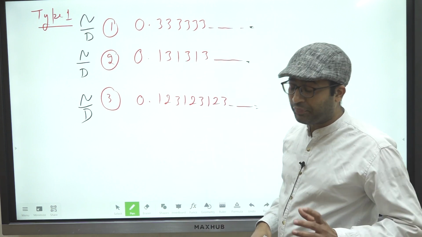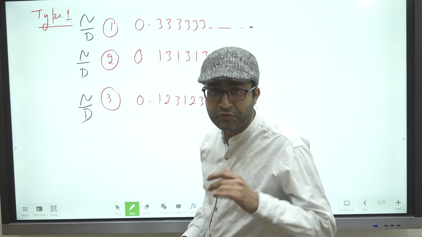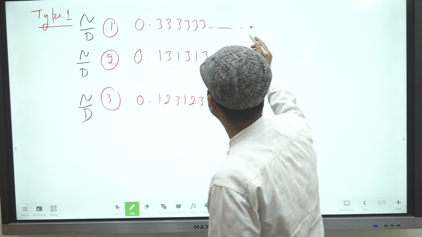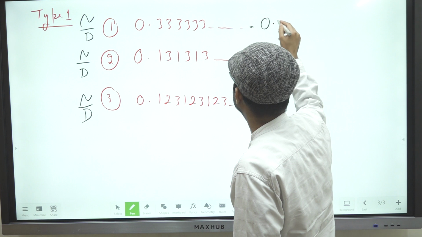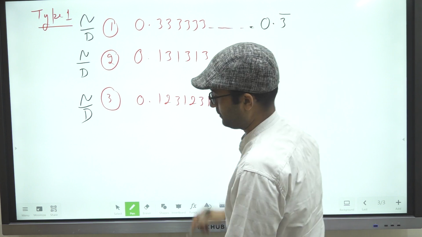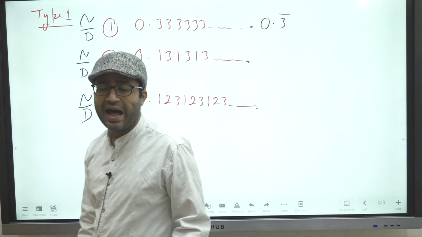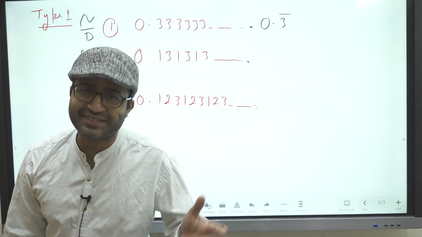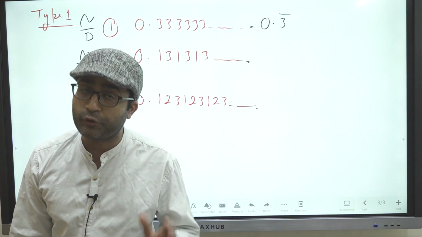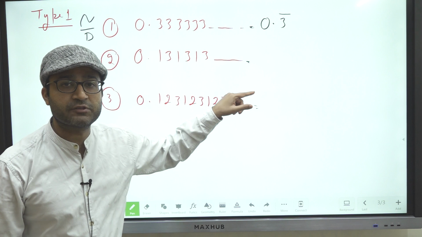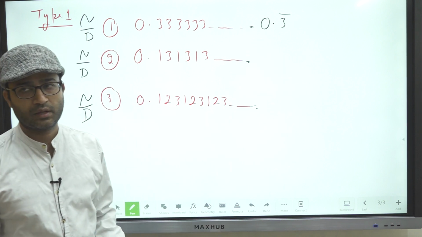Now let me tell you one thing. School days, if you are able to recall this 0.3333, we express like 0.3 with a bar. Last class I told you vinculum, that is a different thing, that is also a bar, but that is for calculation. But the purpose of this bar is repetition.